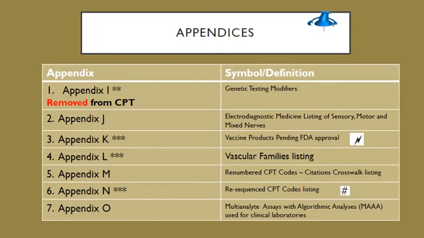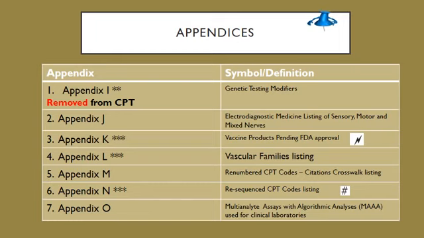Appendix M, this is renumbered CPT codes, and these are citations, crosswalk listings. Appendix N is your resequenced CPT codes listing. That means that if a code was out of order, that number or the hashtag sign will direct you and kind of be like a guiding thing for you to know that, hey, this is out of order.